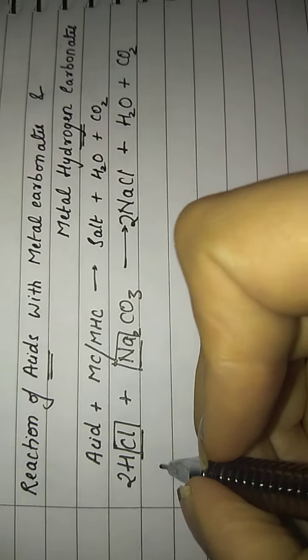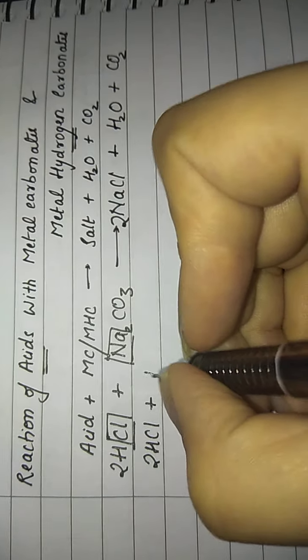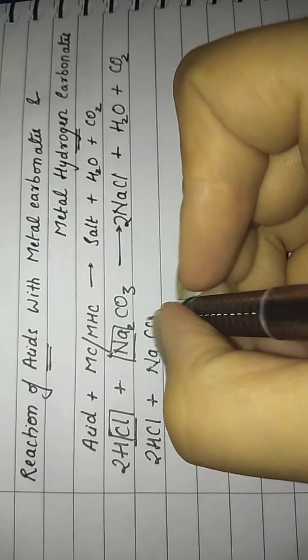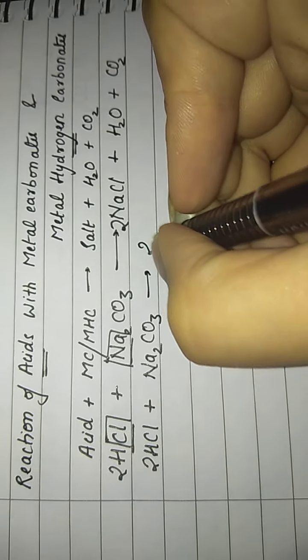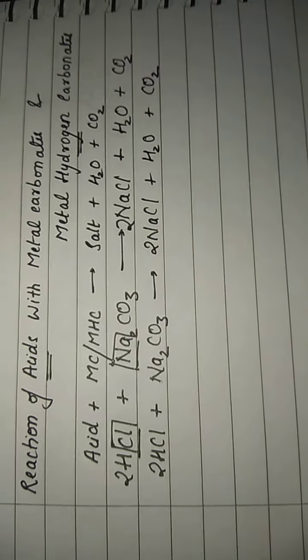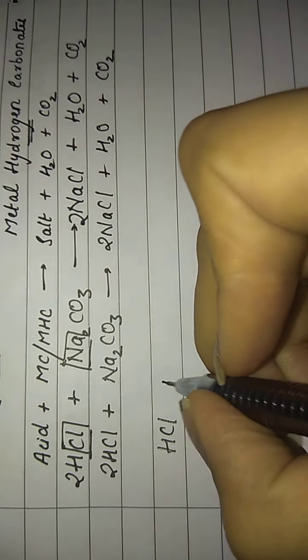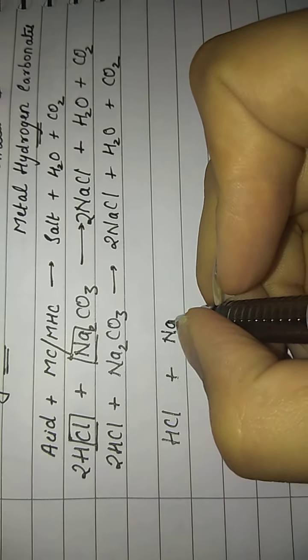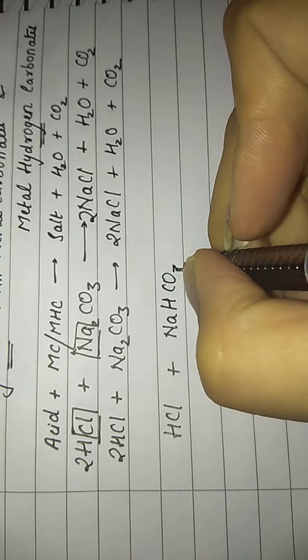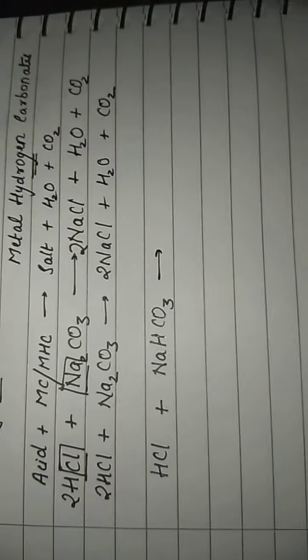So finally, my balanced equation will be, I am writing it again to make it clear to you, 2HCl plus Na2CO3 will give 2NaCl plus water plus carbon dioxide. Fine. Now let us try with metal hydrogen carbonate. So again I am taking sodium hydrogen carbonate, NaHCO3, which is your baking soda, we have done in class 9th also.